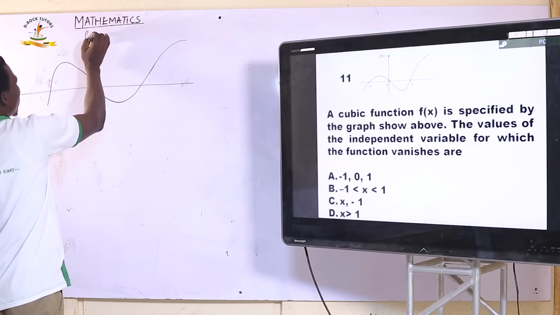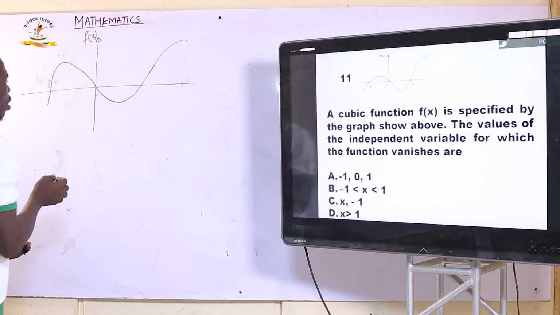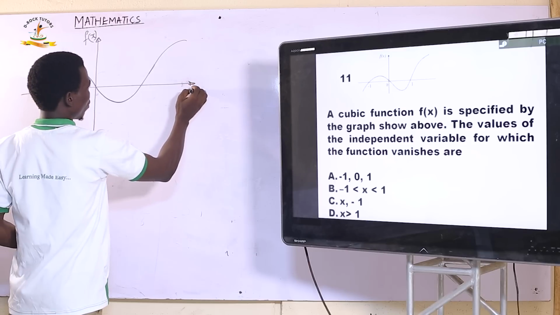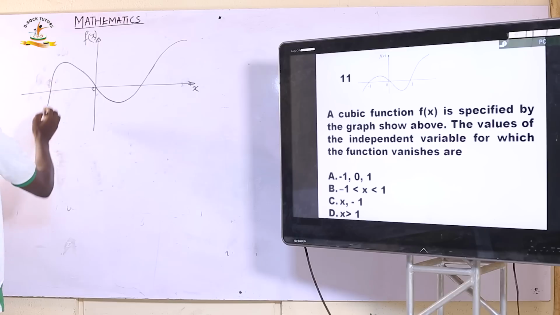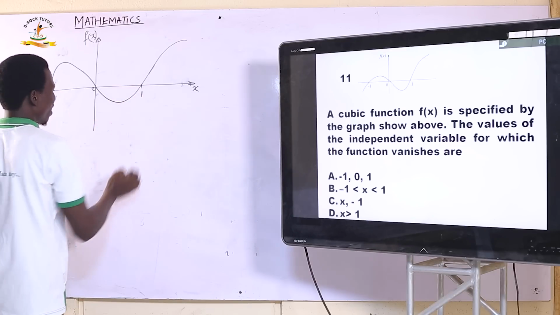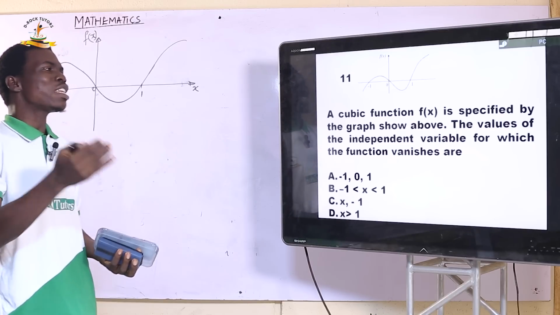So we have f of x and this is going to be your x value. It is 0 here, that is the origin. It is cutting it at -1 here, and it is cutting it at 1. The question says the values of the independent variable.